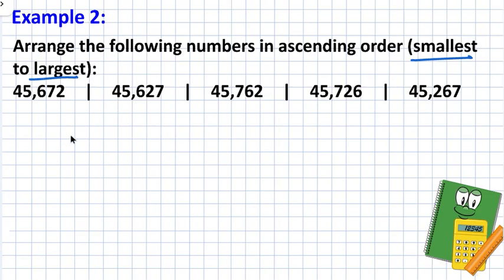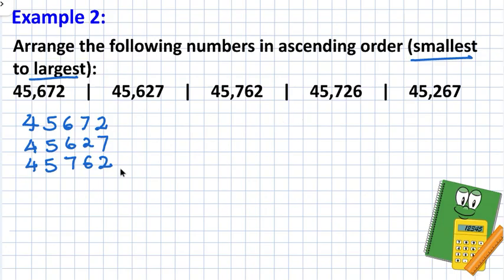The first thing we want to do is arrange these numbers in columns. So we have 4, 5, 6, 7, 2. The second number we have 4, 5, 6, 2, 7. The next number we have 4, 5, 7, 6, 2. The next number we have 4, 5, 7, 2, 6. And the last one we have 4, 5, 2, 6, 7.